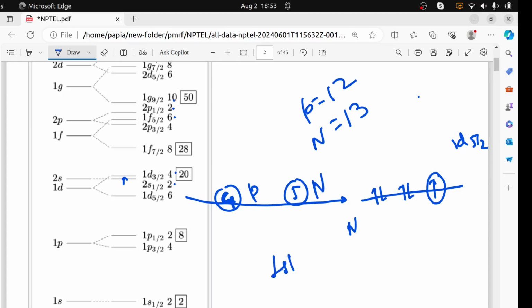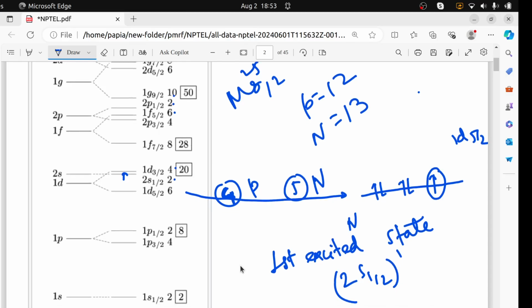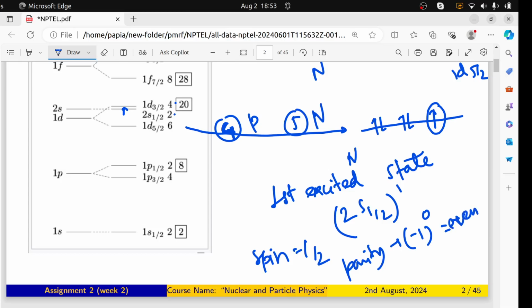So for the first excited state, which one is the critical nuclear shell structure? That will be 2s 1/2 for Mg 12, 25. Very good. So for the first excited state, spin parity I think they are asking. So spin is 1/2, and parity will be -1 to the power 0, so it is even. Okay, so parity is even and spin is 1/2. So for the first excited state, it is 1/2 plus. Okay, fine.